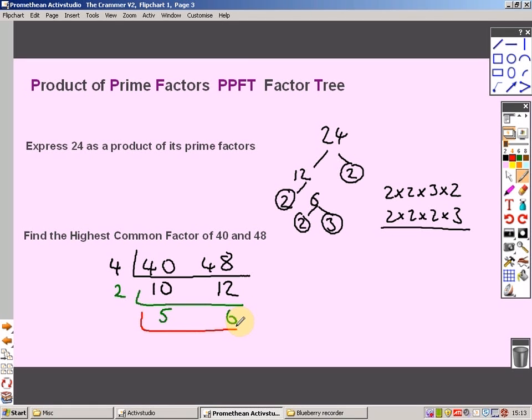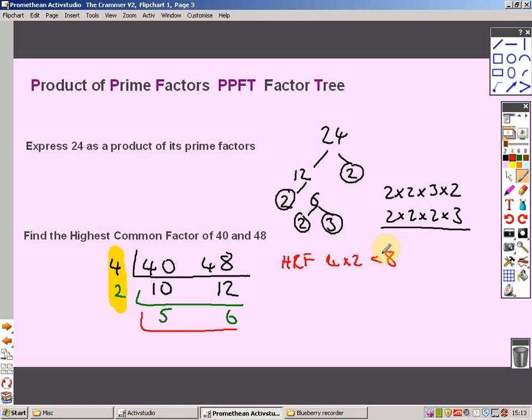Got to stop there. My highest common factor will be the vertical bit, which is this bit down here. So my highest common factor is going to be 4 times 2, which is 8.